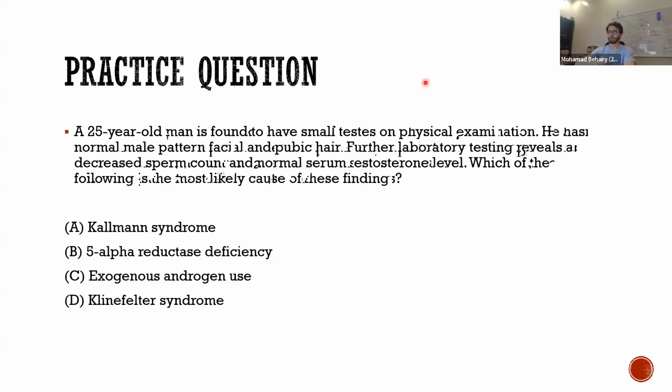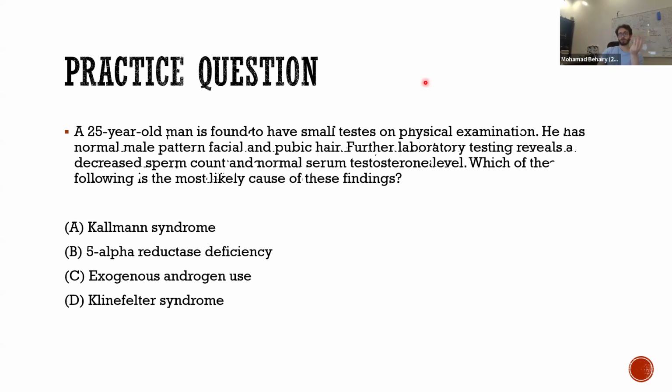The first question. A 25-year-old man is found to have small testes on physical examination. He has normal male pattern facial and pubic hair. Further laboratory testing reveals a decreased sperm count, but the testosterone levels are normal. Which of the following is the cause of these findings? Small testes, normal testosterone, decreased sperm count.